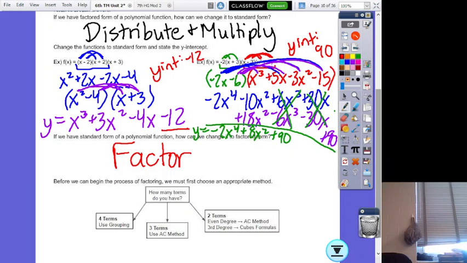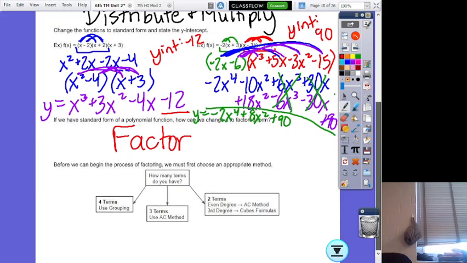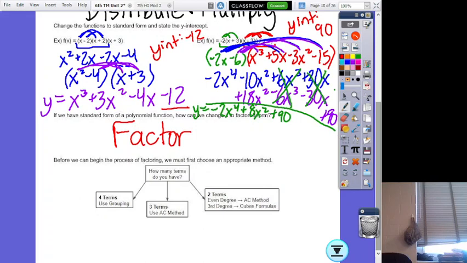Because to go from standard form to factored form, you factor the polynomial. Okay? So that's what we're going to be working on here. We understand now how to go from factored to standard. Now we're going from standard to factored. So we give you a little chart here. Most of this, again, should be review. Some of this is not. Okay? Before we can begin the process of factoring, we must first choose an appropriate method.